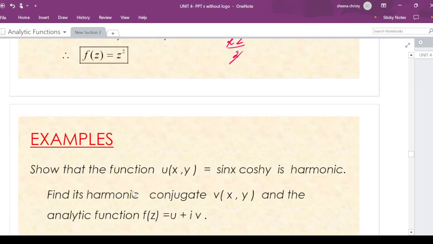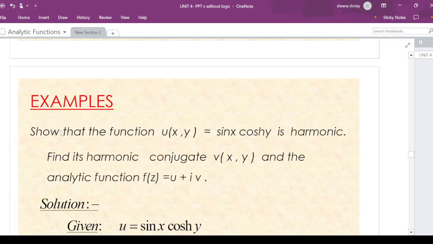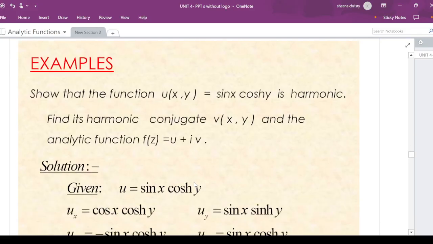Now, consider this problem. Show that the function u of x comma y is sin x into cos hyperbolic y is harmonic, and find its harmonic conjugate v of x comma y, and the analytic function f of z equal to u plus iv. So u equal to sin x into cos hyperbolic y. Dou u by dou x is what? Cos x. Differentiation of sin x is cos x into cos hyperbolic y. You have to treat y as constant when you are differentiating with respect to x.